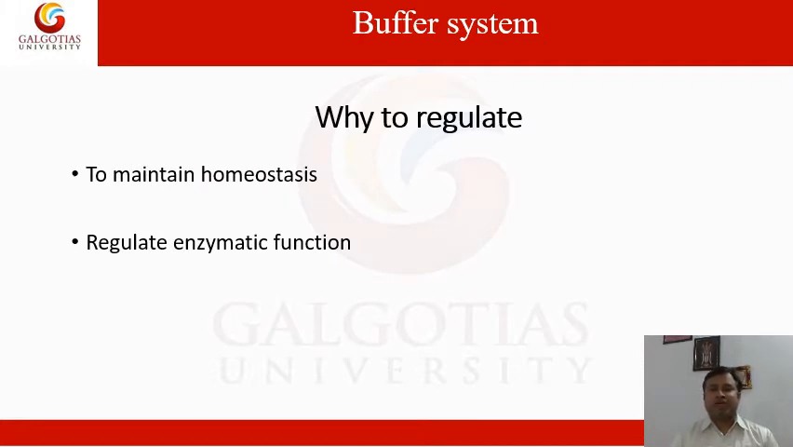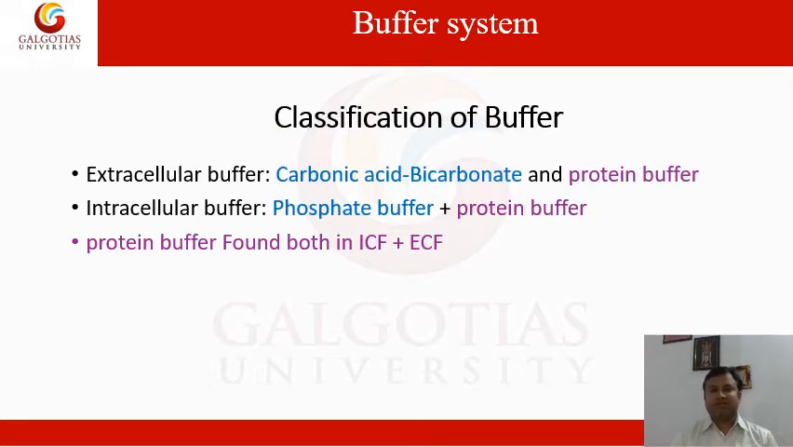Now why do we need to regulate this buffer solution? The buffer solution is used to maintain homeostasis and to regulate enzymatic function. So now, classification of the buffer. Buffers can be classified in two ways, extracellular buffer and intracellular buffer. Extracellular buffer contains carbonic acid, bicarbonate buffer and protein buffer, while intracellular buffer consists of phosphate buffer and protein buffer. So protein buffer is considered both an extracellular and an intracellular buffer.